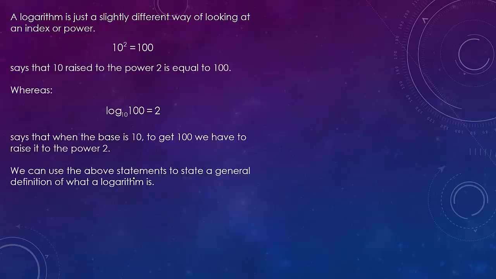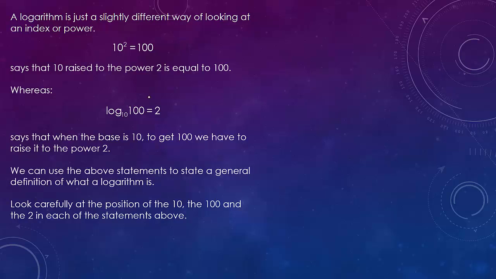We can use the above statements to make a general definition of what a logarithm is. Look carefully, pause the video if you have to, at the position of the 10, the 100 and the 2 in each of these statements made above. And then consider that we have a base of A, a power B and a number C. So in other words, the A is going to replace the 10, the B is going to replace the 2, and the C is going to replace the 100.